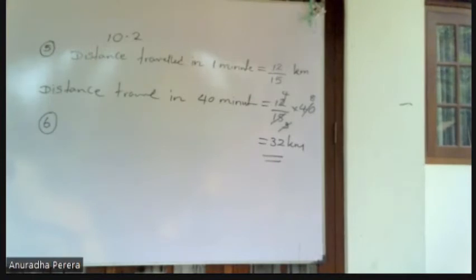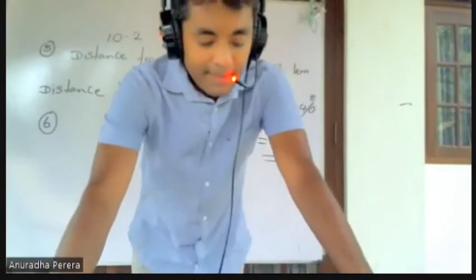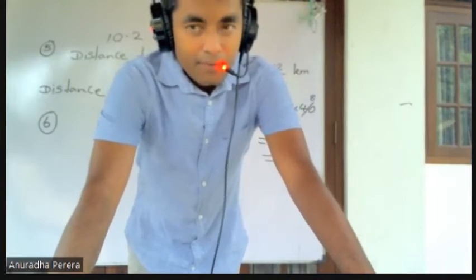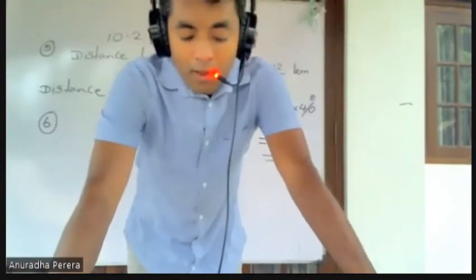What is the answer? 225 kilometers. The question is: if a motorbike can travel 90 kilometers on 2 liters of petrol, find the distance it can travel on 5 liters of petrol. First, determine the distance traveled on 1 liter of petrol.